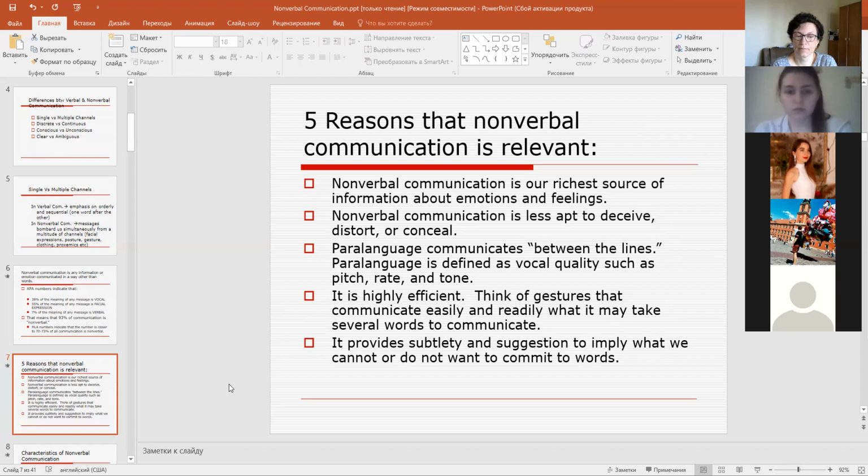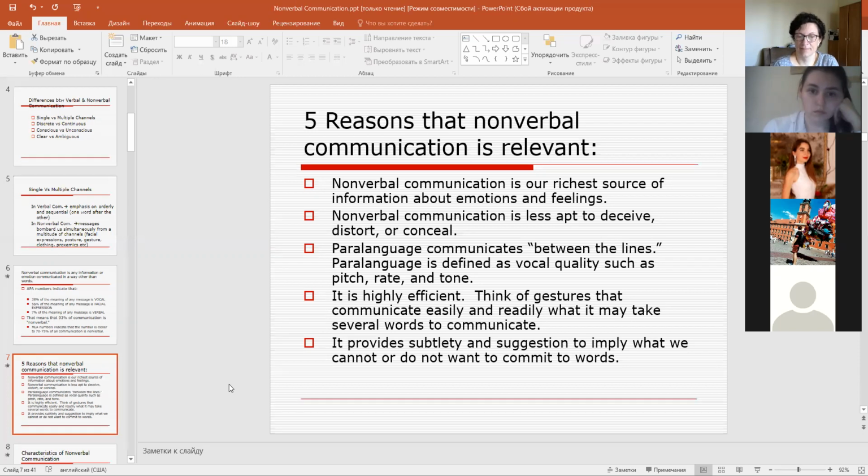The next one is that nonverbal communication is less apt to deceive, distort, or conceal. So, as far as I understand, it means that nonverbal communication helps us to understand the deception maybe in the communication. If someone wants to deceive you but uses certain nonverbal means that show it, you probably will be able to get it if you're aware of them.